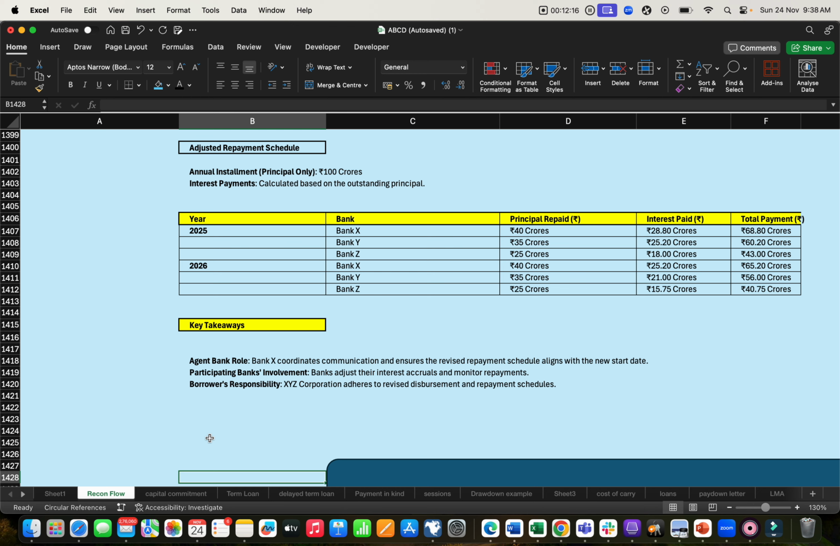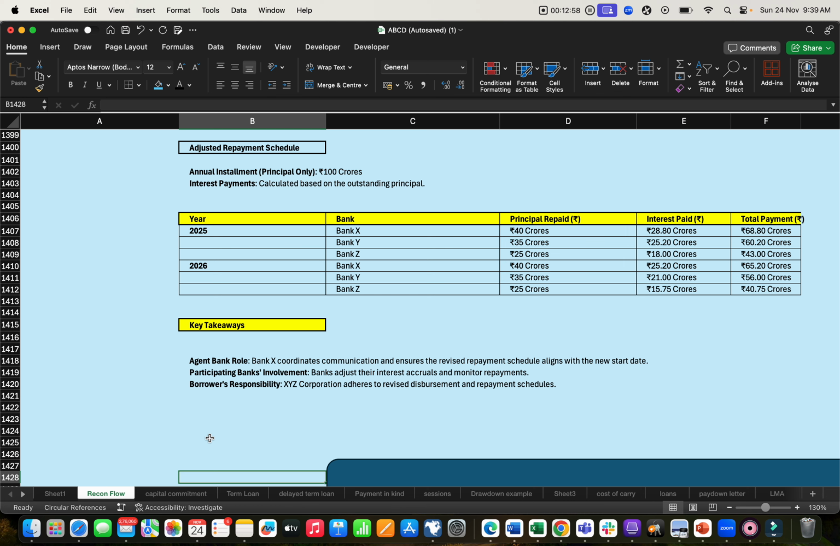So adjustment of repayment, like I told you, is what should be done if there is a delay. Adjusted repayment schedule: annual installment of principal only 100 crore. So annually they have to pay 100 crore as part of the principal, as they have disbursed 800 crore, and interest is calculated based on the outstanding principal. Whatever the principal is reduced by, like the first year he paid 100 crore, now 700 will remain, so the interest will be charged on 700. The first year it will be charged on 800, and the next year on 700. We have calculated this for 2 years.